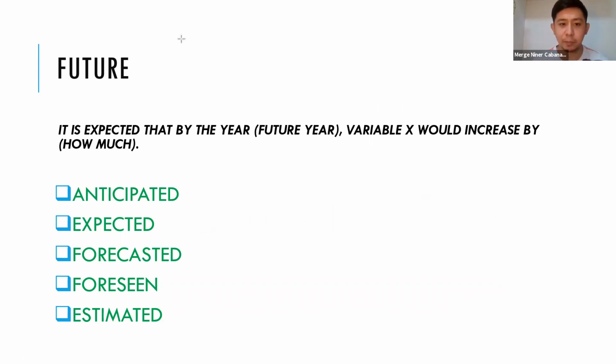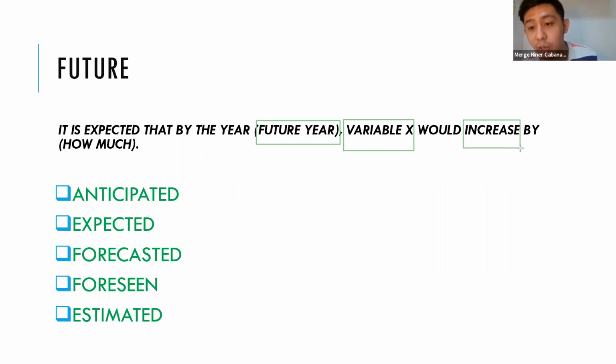expected. It is expected that, okay, you insert the future year, and then the variable X, let's say chicken consumption, or fertilizer use, or t-shirts purchased, would increase by how much? Sir, what about if it is the other way? If it's not going to increase, what about if it's going to decrease? Then you should use the words would decrease, would decline, would fall. But when it comes to the word expected, you can use other terminologies.